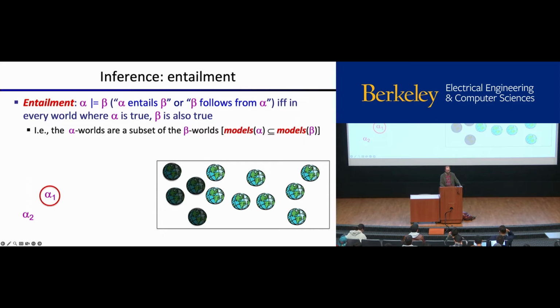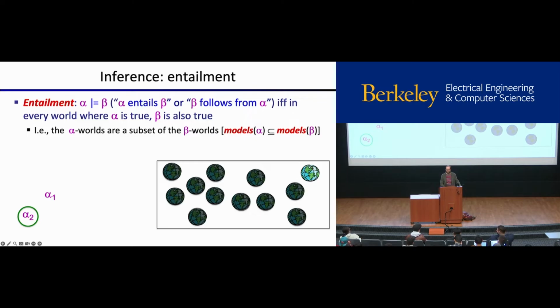So here's alpha 1, there's the set of possible worlds where it holds. Here's alpha 2, the set of possible worlds where it holds. Who can tell me whether alpha 2 entails alpha 1 or alpha 1 entails alpha 2? I'll just wait 5 seconds. Which one entails the other? I'd like to see a few guesses out there. Yeah. Alpha 1 entails alpha 2. Can you explain that?